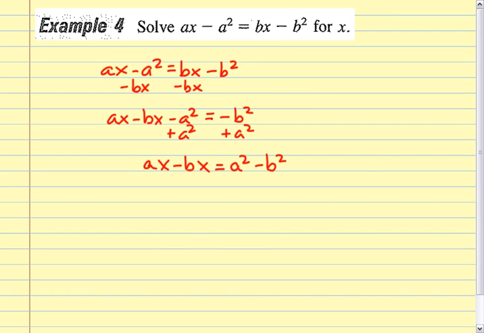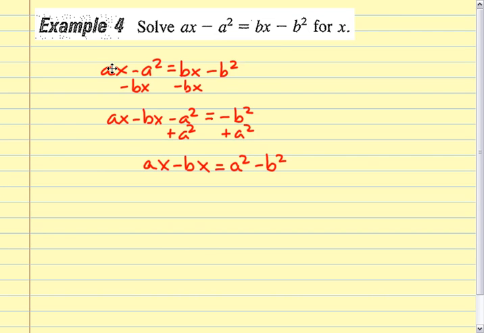Okay. Not yet, but close. What do I do first? Well, yeah, it's teachers writing this. What do I now need to do? Remember, I'm solving for x. I can't have two of them.